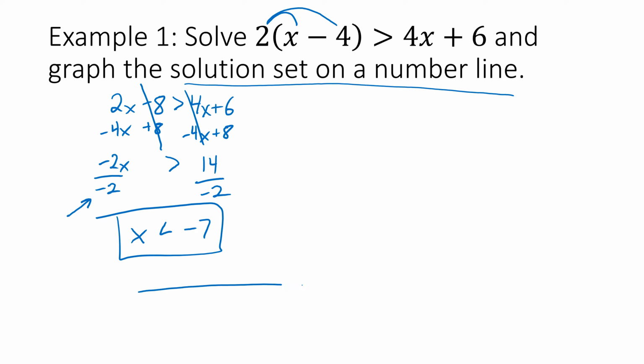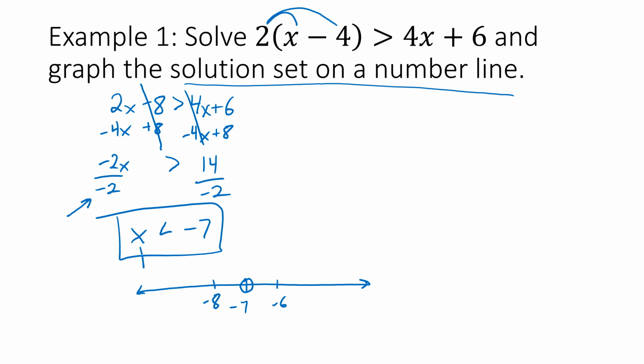Finally, I need to graph this solution set on a number line. So let's draw the number line. I'm not going to care about putting too many numbers on. Obviously, I need negative 7. Let's just put negative 6 over here and negative 8 over here. We need to think about what it means for x to be less than negative 7. Could x be negative 7? No, because I don't have an equal sign below the less than sign. So that means that around negative 7, I need to put an open dot. The open dot indicates that x cannot equal negative 7, but it can get really close to negative 7.